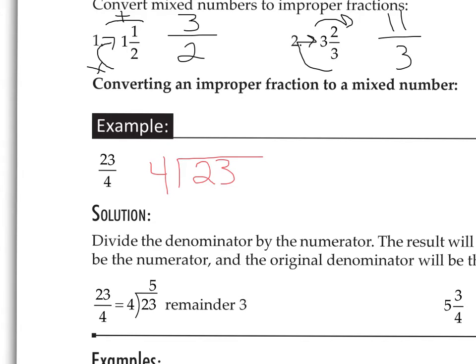How many 4s are in 23? 5. 5 times 4 is 20. Subtract. You have your leftovers of 3, and that becomes the numerator. The remainder becomes the numerator. The divisor becomes the denominator. So this is 5 and 3/4.